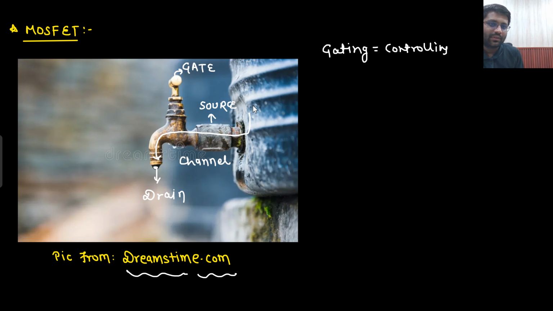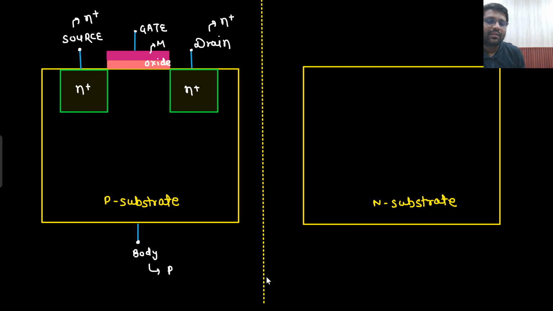This is like a channel, no? The water is flowing from this particular channel. Channel means from which path the water is coming. So in our MOSFET, we will call this much part the channel. Okay, this is our channel part.